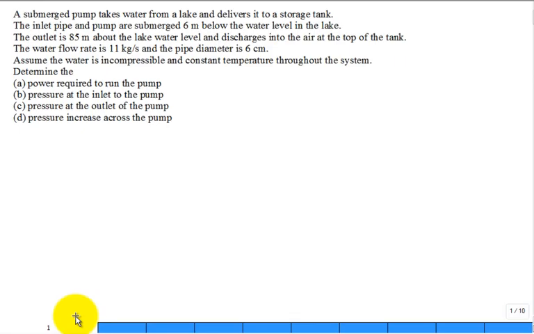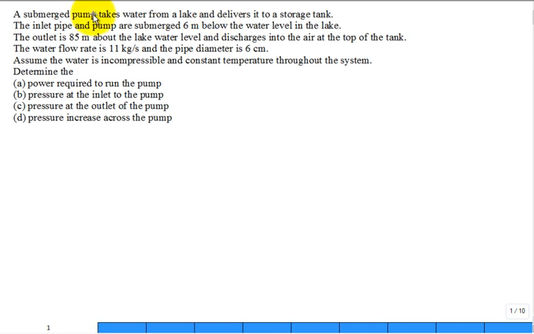All right, now I'd like to spend a little bit of time on a pump problem. And the reason I'm going to spend a little time on this problem is because it all depends on a good selection of the control volume. So here's the problem. We have a submerged pump. It takes water from a lake and delivers it to a storage tank.